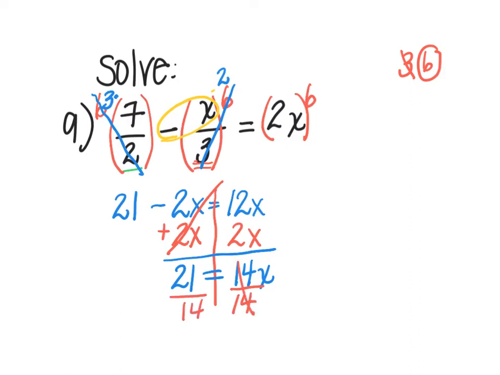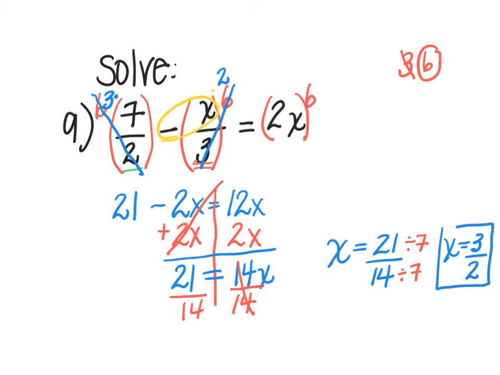So my solution is x is equal to 21 over 14. But because it's a fraction, we always want to simplify it. So I can divide the numerator and the denominator by 7 to simplify this fraction. So x is equal to 21 divided by 7 is 3, and 14 divided by 7 is 2. Now this is an improper fraction because my numerator is bigger than my denominator, but that's okay. I'm just going to leave it like that.